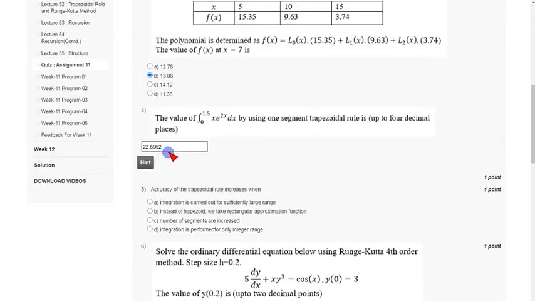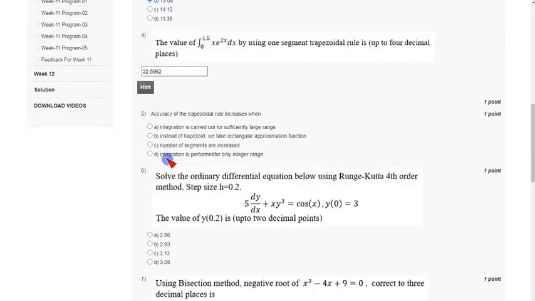So friends, coming to the fifth question, accuracy of the trapezoidal rule increases when? So accuracy increases when the number of segments is increased. So mark option C as the correct answer for the fifth question. So the answer is option C, number of segments are increased.